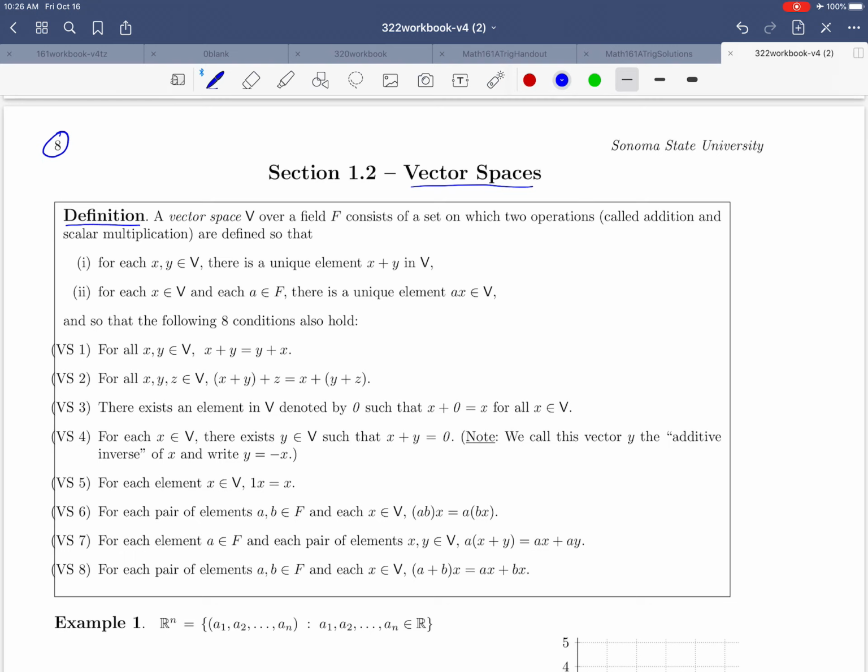So a vector space V over a field F, and this term field is just a word for the set of scalars. So when you see F in this book, think of it as either the set of real numbers or the set of complex numbers, just scalars that we can multiply by. To be a vector space, we'd like to have two operations that we can perform on our vectors. The first one is vector addition. For each x and y in V, we'd like to be able to add x and y together and get a new vector in our vector space. This property is called closure under addition.